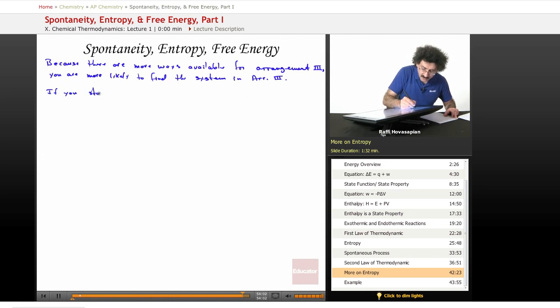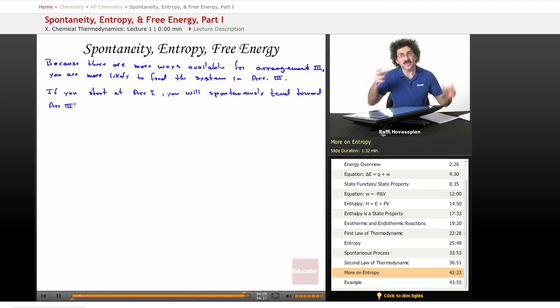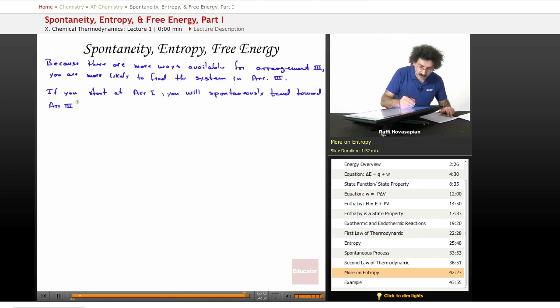If you start at arrangement 1, you will spontaneously tend toward arrangement 3, because arrangement 3 is more chaotic. Arrangement 1 is highly ordered. Arrangement 3 is more disordered. There's more movement. There's more freedom of movement with the atoms. Particles can be here and there. There's just more things available to it. Okay.